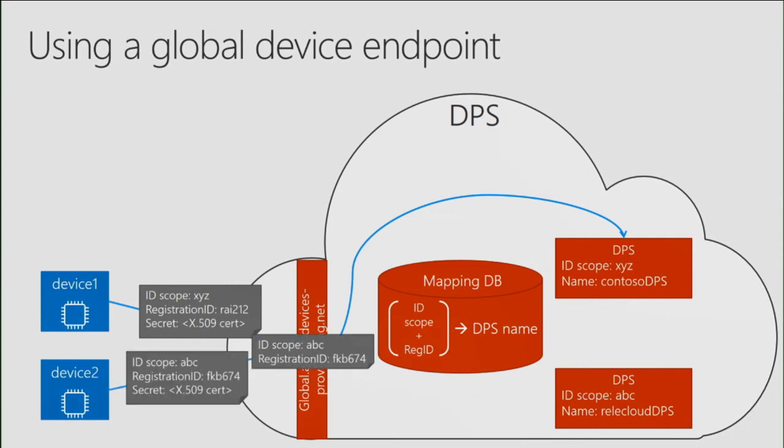Now device 2 comes along, and it goes, hey, I have a different ID scope and a different registration ID, and the mapping database says, okay, you go to Relic Cloud DPS. And this is how the backend keeps it all straight.